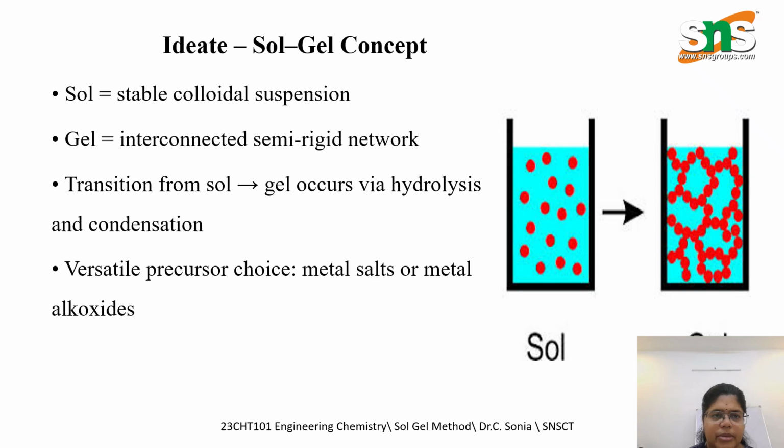So what's the idea behind it? Sol is a stable colloidal suspension. Gel is an interconnected, semi-rigid network. The transition from sol to gel occurs via hydrolysis and condensation processes. There is a versatile choice of precursors, that is, you choose either a metal salt or a metal alkoxide.